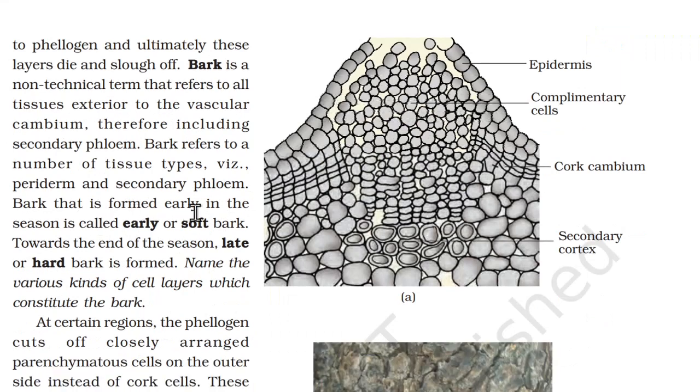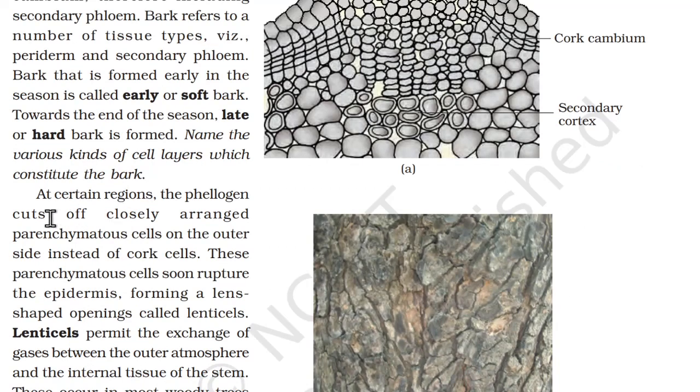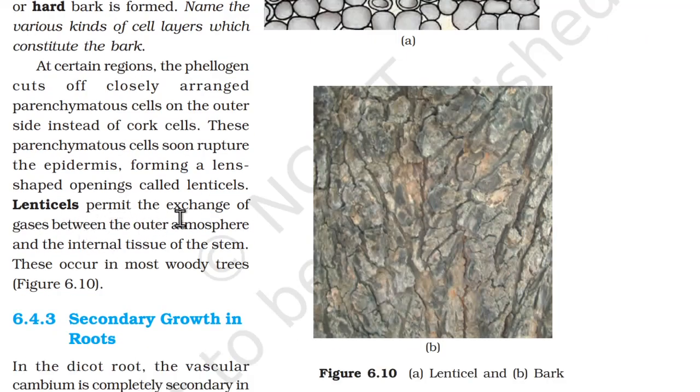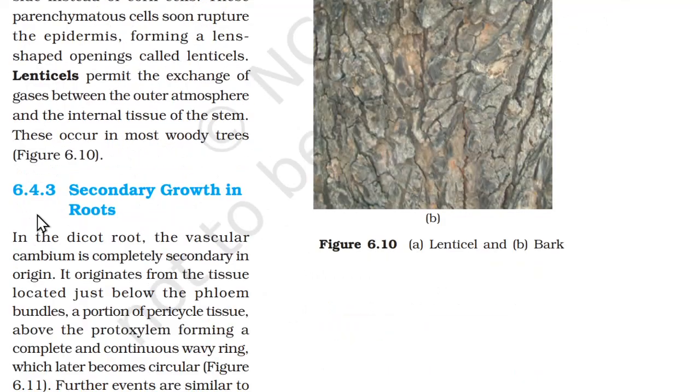Bark that is formed early in the season is called early or soft bark. Toward the end of the season, late or hard bark is formed. At certain regions, the phellogen cuts off closely arranged parenchymatous cells on the outer side instead of cork cells. These parenchymatous cells soon rupture the epidermis, forming a lens-shaped opening called lenticel. Lenticels permit the exchange of gases between the outer atmosphere and the internal tissue of the stem. These occur in most woody trees.